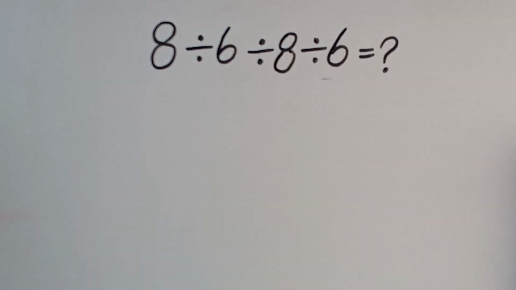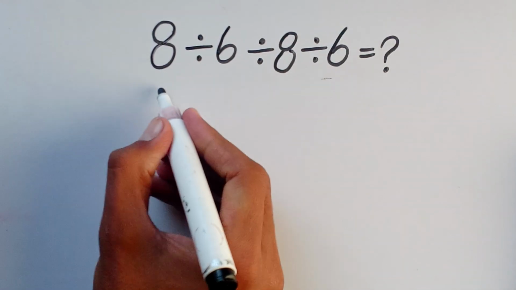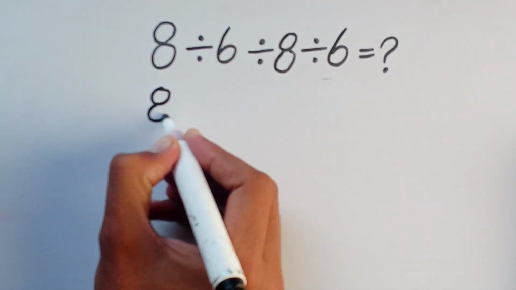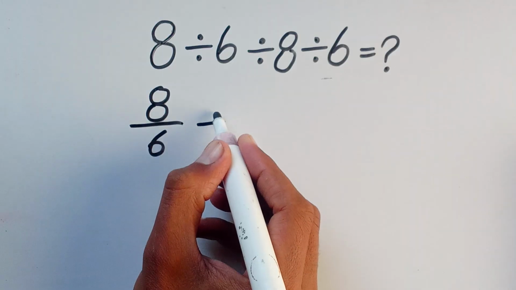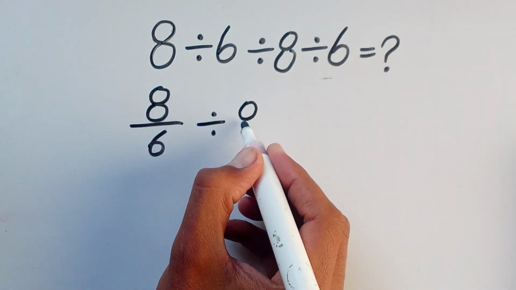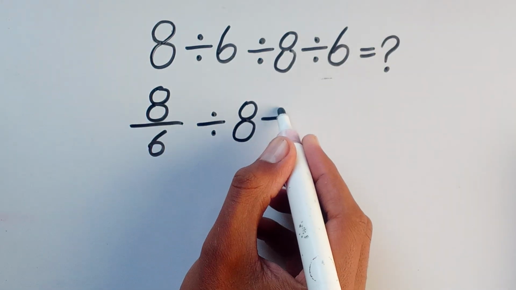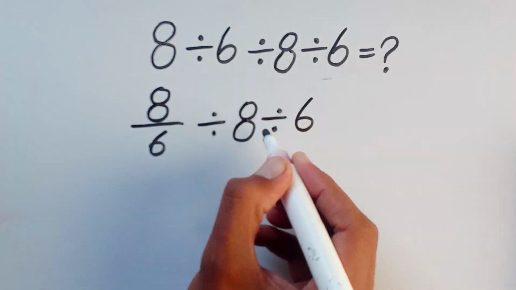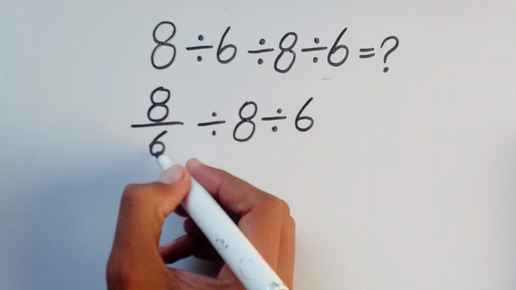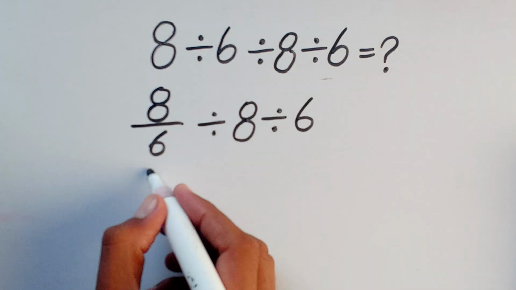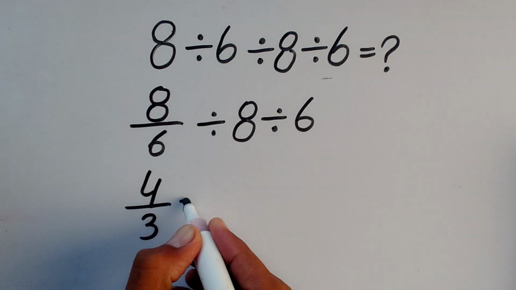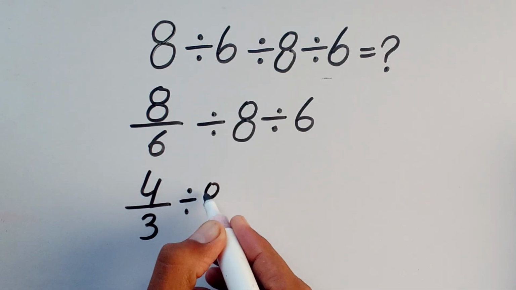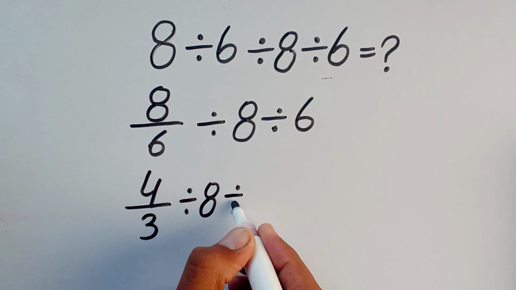So 8 divided by 6 we can write as 8 divided by 6 divided by 8 divided by 6, and I can write it as it is. Now here, if I simplify 8 divided by 6, then it equals 4 divided by 3, and divided by 8 divided by 6.